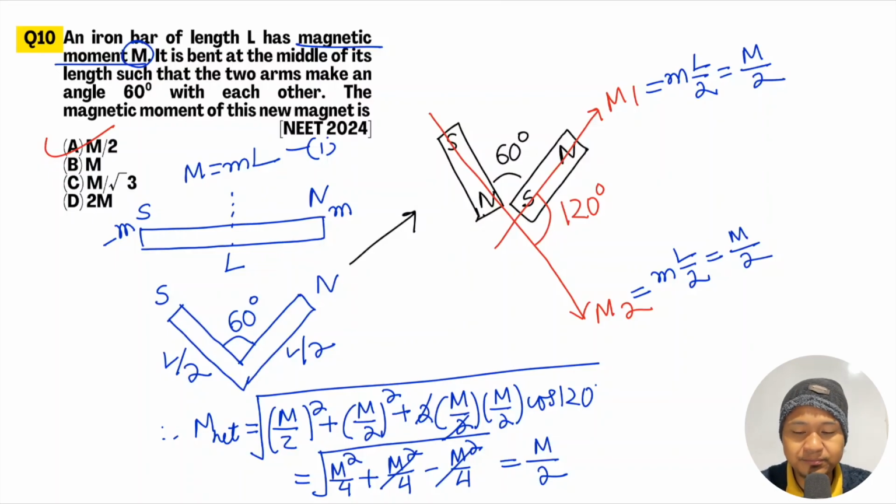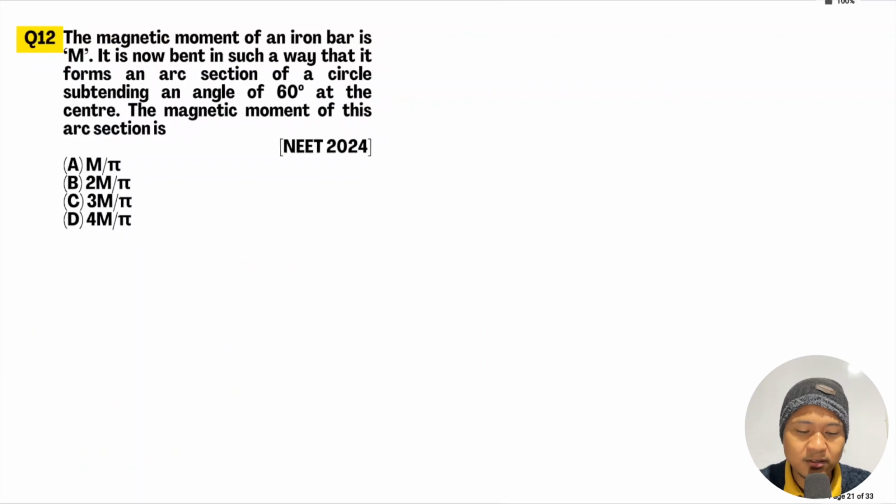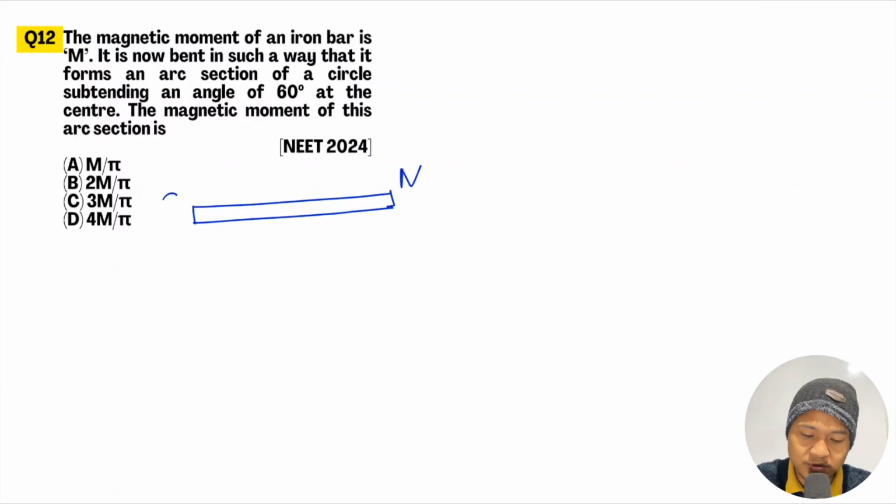M by 2. Okay, next. A magnetic moment of an iron bar M. So the iron bar has a north pole and a south pole, with length L, and pole strengths plus m and minus m.